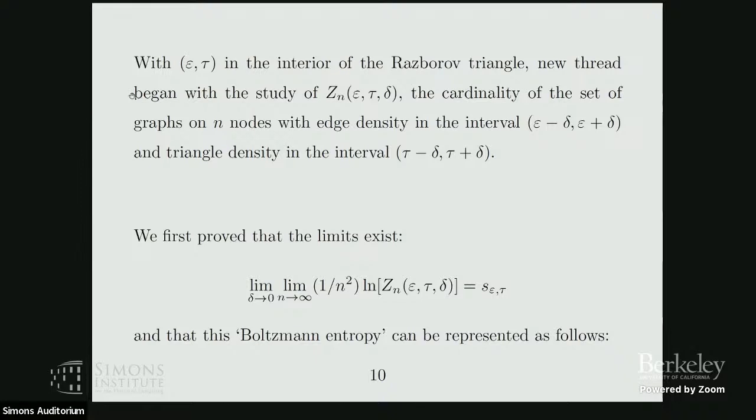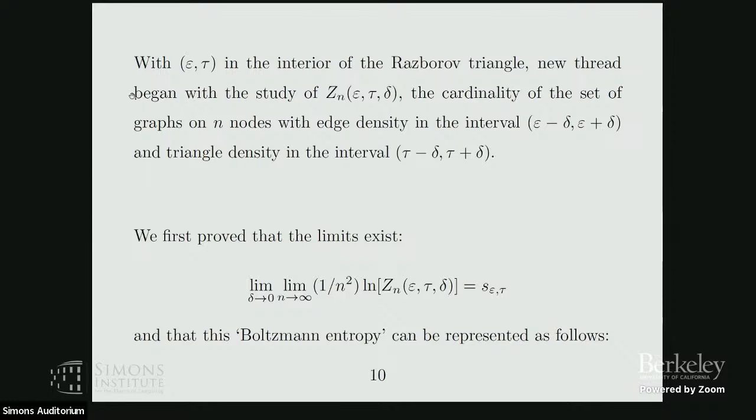The first thing we proved is that these consecutive limits exist. Take the limit in n first. I'm trying to get the rate of growth of this Z, a typical thing to do. Okay. Take the log, divide by n squared, take the limit of that, and then the limit as delta goes to 0. We prove this limit exists. This would be naturally called the Boltzmann entropy. It's just the counting of the number of states, or the rate of growth of the counting of the number of states.